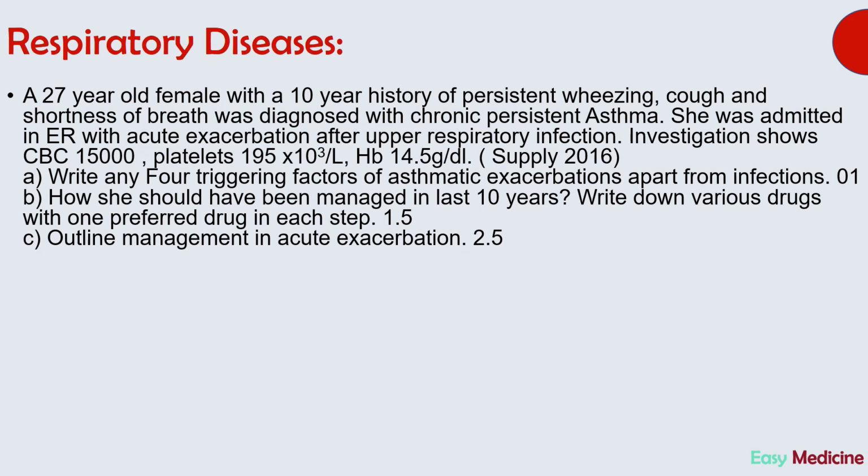The first part of this question is, write any 4 triggering factors for asthma exacerbation apart from infections. The second part is, how she should have been managed in last 10 years. Write down various drugs with one preferred drug in each step. Last question is, outline management in acute exacerbation.